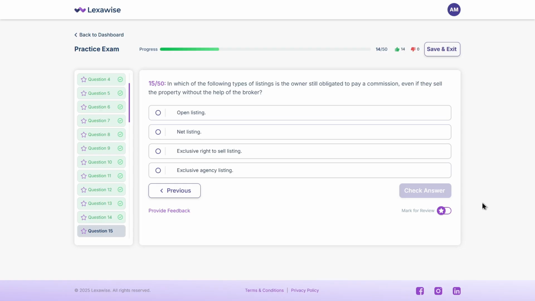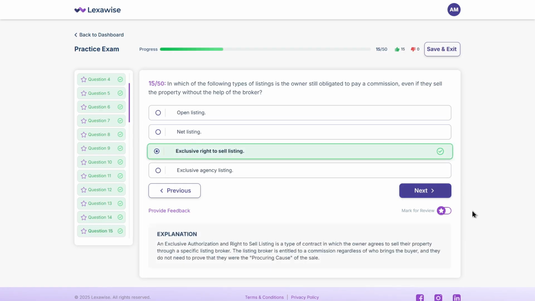The correct answer is C. Exclusive right to sell listing. This type of listing gives the broker full rights to the commission, no matter who sells the property, even if the owner finds the buyer themselves.